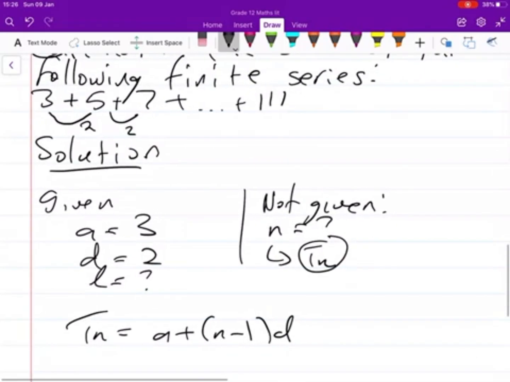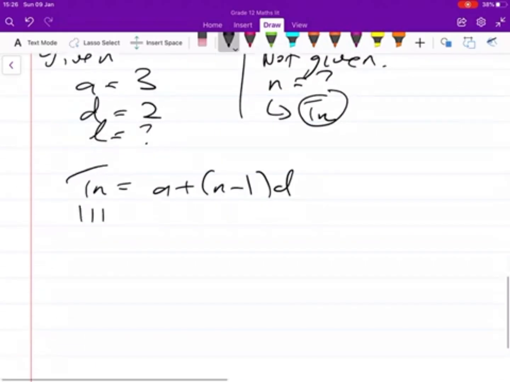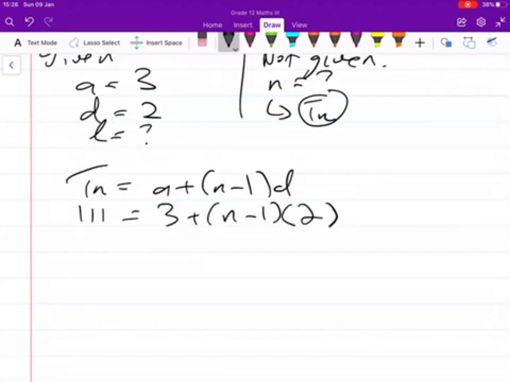Well, let us see. For me to know how many terms are here, I have to know the last term, and the last term is given. The last term is 111. The first term is 3. This is n minus 1, and of course the common difference is 2. From here you can say this is 111 minus 3, and this is 2n minus 2.